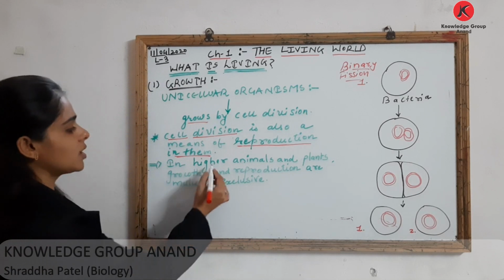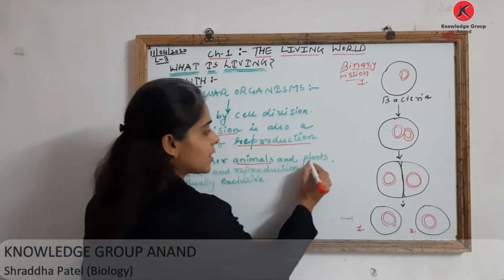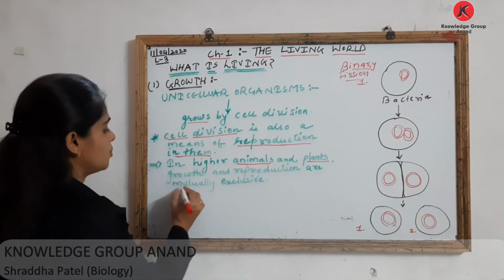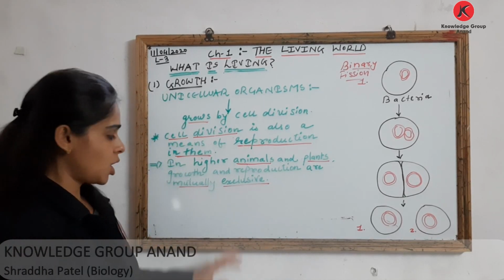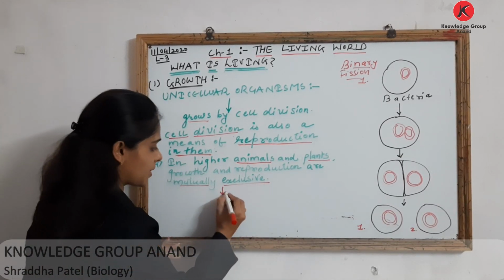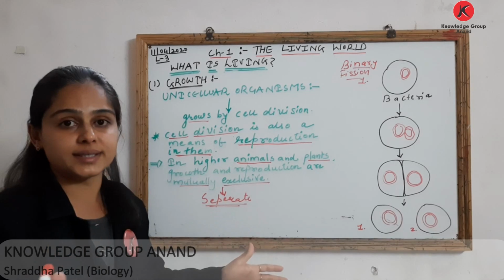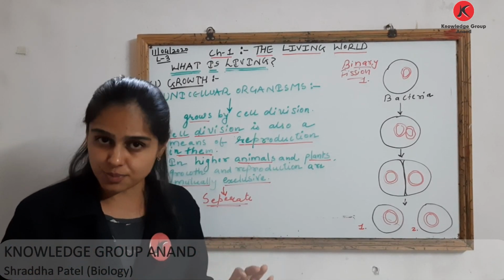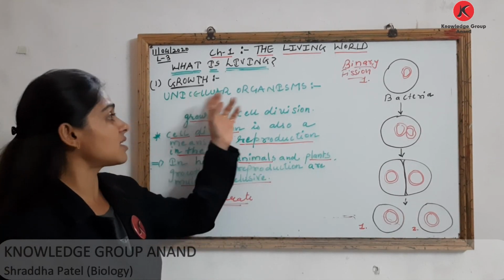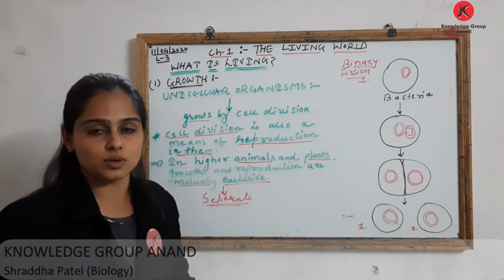But if we are talking about higher animals and plants, growth and reproduction are mutually exclusive. Mutually exclusive means separate processes. What does this mean? The meaning is very simple. Both processes are different, separate processes in higher animals and plants. Whereas if we are talking about unicellular organisms like bacteria, your growth and reproduction mean the same. Okay.